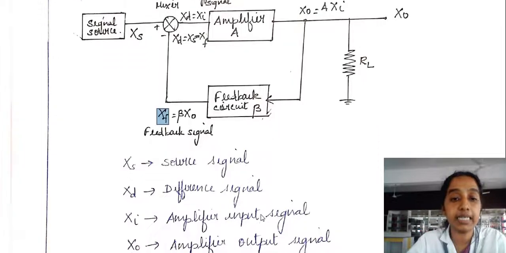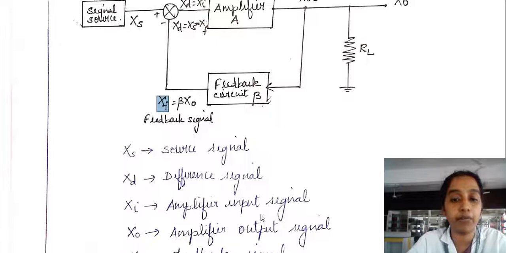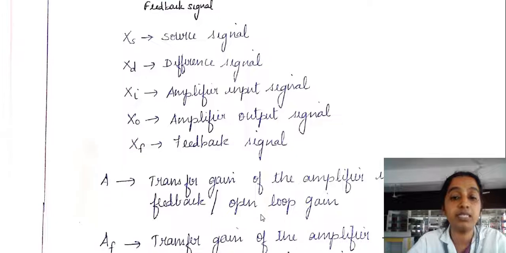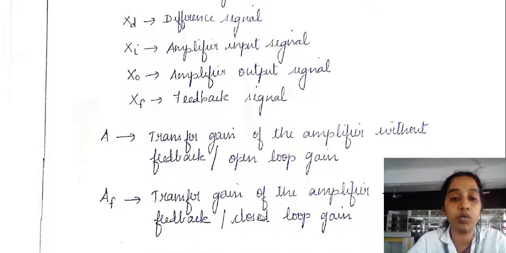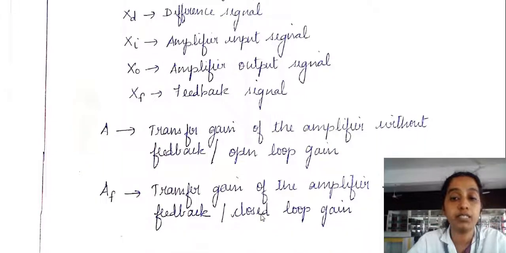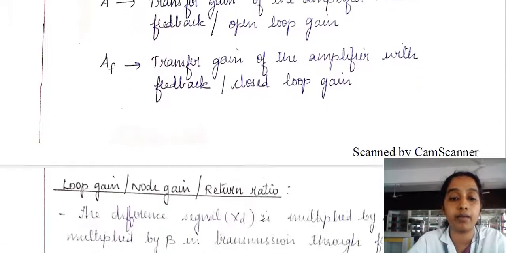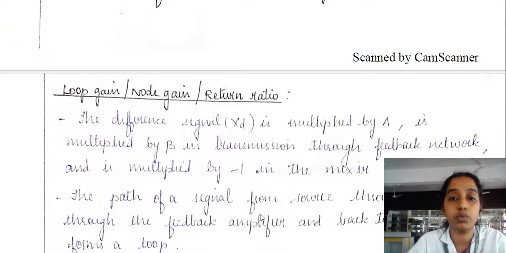So Xs is the source signal, Xd is the difference signal, Xi is the amplifier input signal, X naught is the amplifier output, and Xf is the feedback signal. What is A? The transfer gain of the amplifier without feedback, or the open loop gain. What is AF? It is the transfer gain of the amplifier with feedback, or the closed loop gain with the feedback. And what is the return ratio?